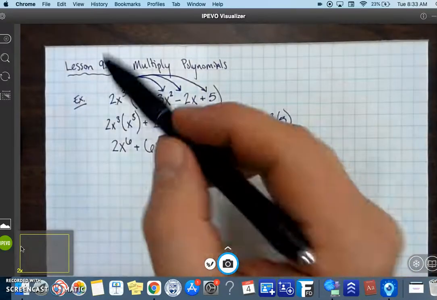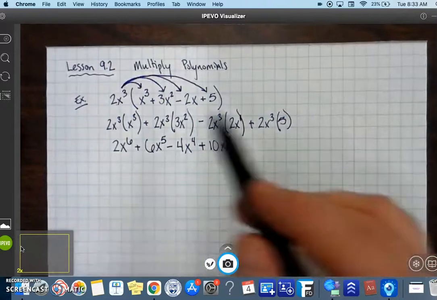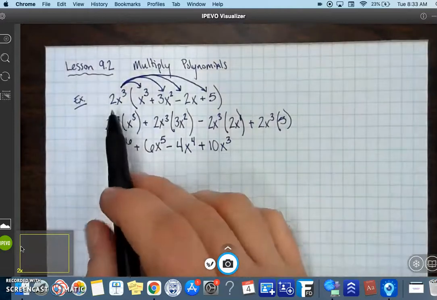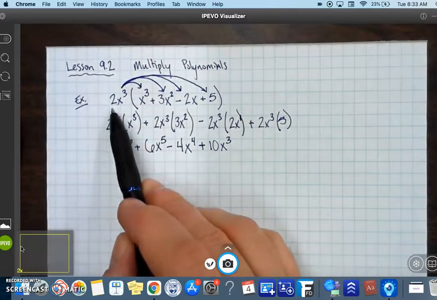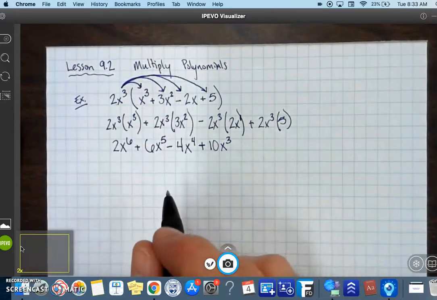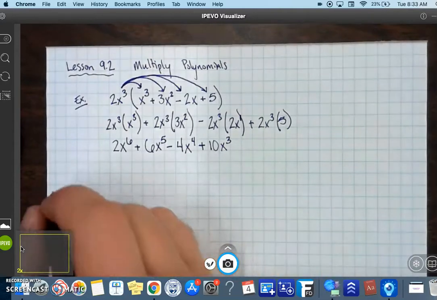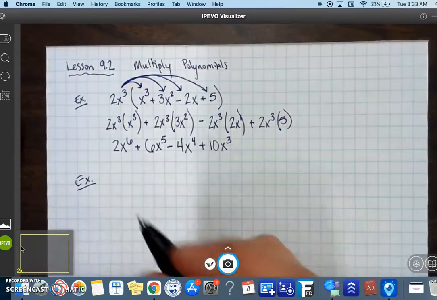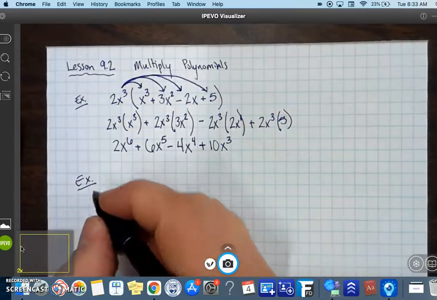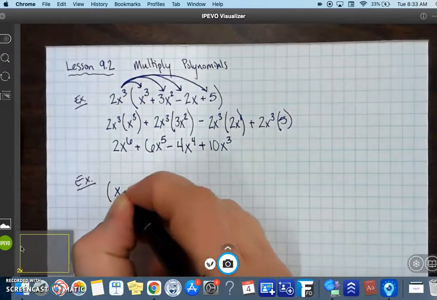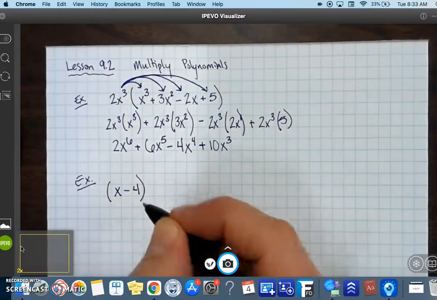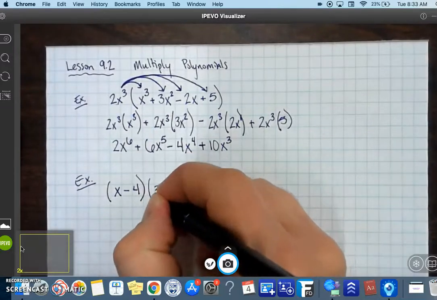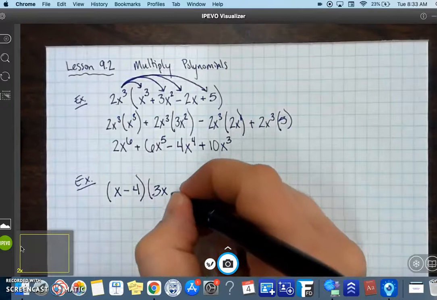I've multiplied and distributed this monomial to the polynomial. Okay. So that was kind of a basic one where we just have a monomial. Let's look at two binomials multiplied together. Okay. So let's say we have x minus 4 times 3x plus 2.